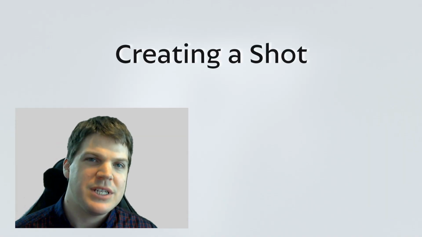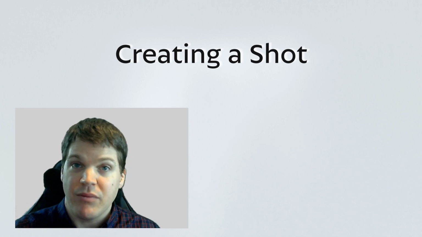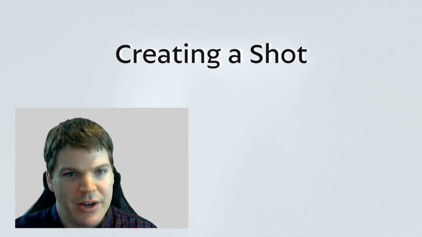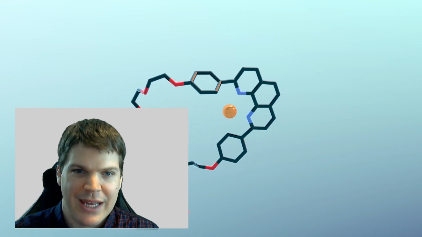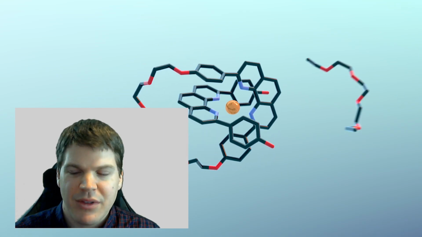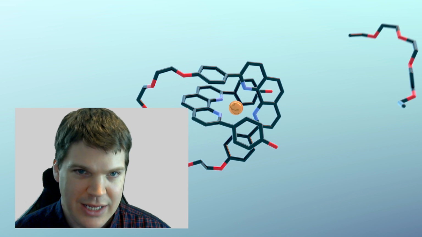Okay, I thought it might be interesting to take a look at how I created a complete shot from beginning to end, from the research paper to final renders. So this was a fairly simple shot here. This is showing the catenane formation. I don't think I used the word catenane in the final video, but two rings linked together. That's what a catenane is.